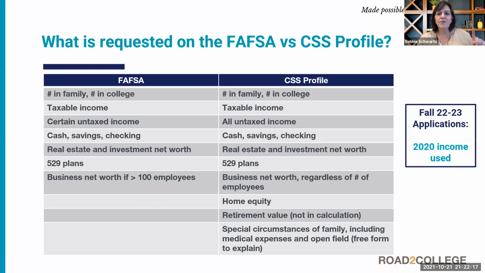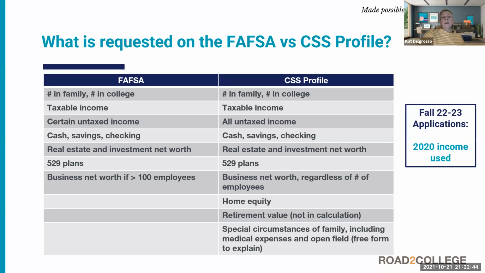So let's jump to 529 plans, and I'll just throw out the questions. If the grandparent has the 529, what about all the other siblings in the house that you're saving money for? Maybe dive into all the different types of 529s, who owns it, and what really needs to be reported.